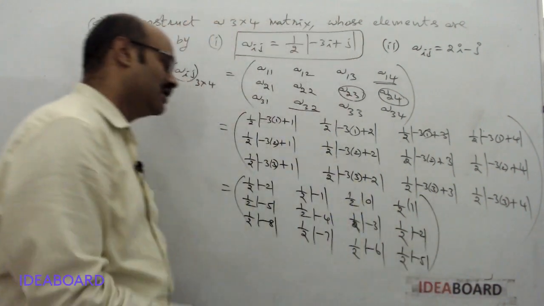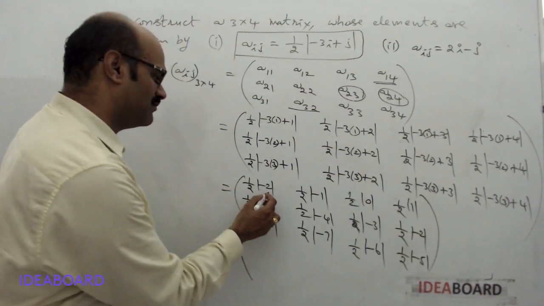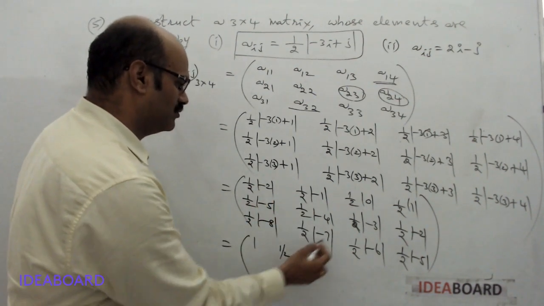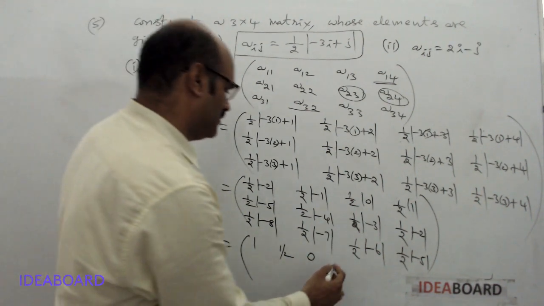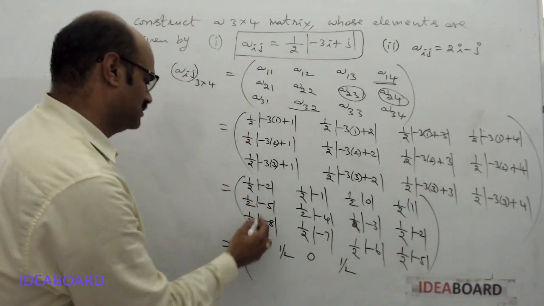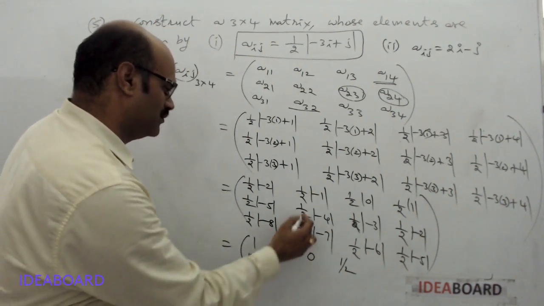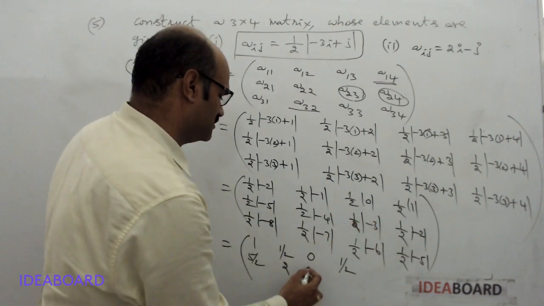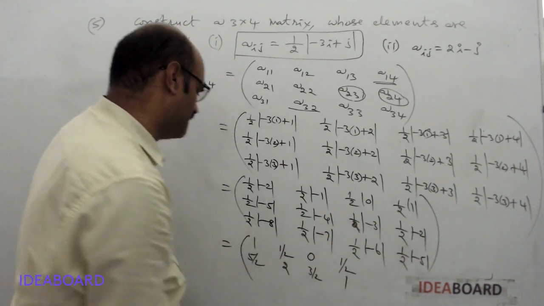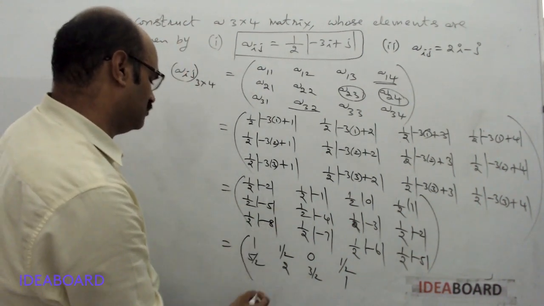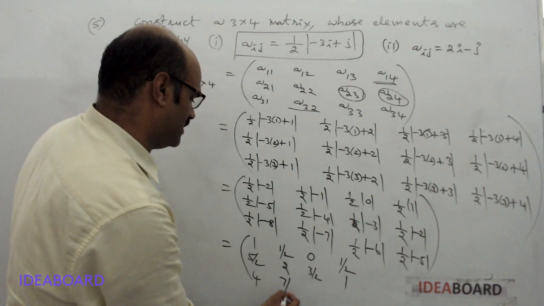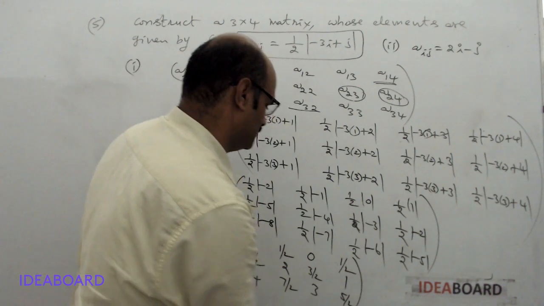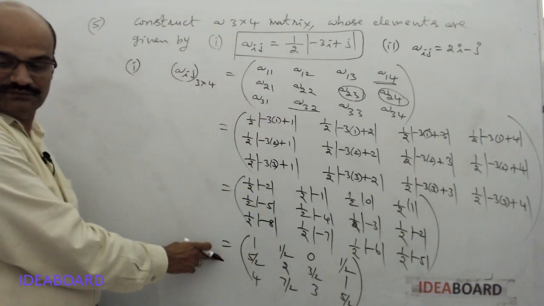Modulus of minus 5. After simplification, modulus of minus 2 is always plus 2 only. So 2 by 2 equals 1. So this is 1 by 2, and this is equal to 0 and 1 by 2. Next 5 by 2, 4 by 2, 2. Modulus of minus 3 means plus 3, so 3 by 2. Next 1, 4, 8 by 2, so equal to 4. 7 by 2, 3, 5 by 2. So this is the required answer.